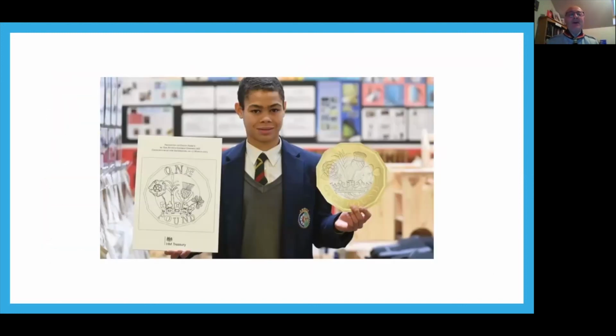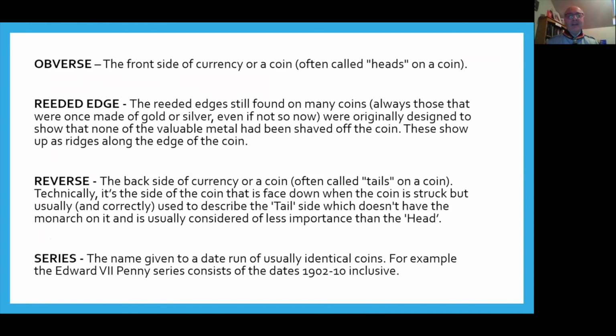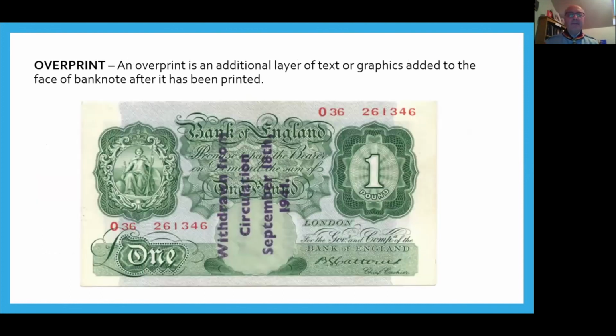All right, let me go on. There's the young boy, David. And I've already told you about the reverse and the obverse. Some of the coins have an edge, a reeded edge, and it comes from when they were proper coins with a valuable metal in it. And at the bottom it says series, and it's a date run, for example, of Edward VII, and that's what I have collected. So for 1901, 1902, 1903, it's a series.